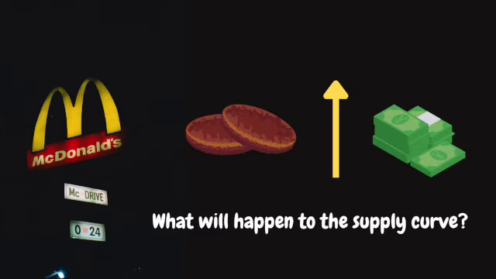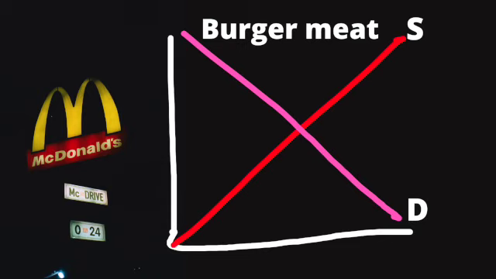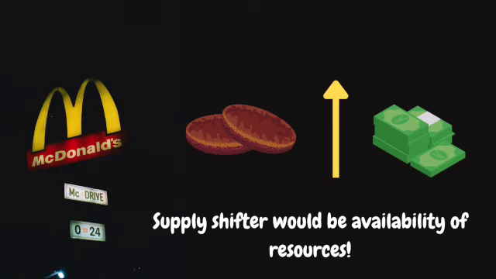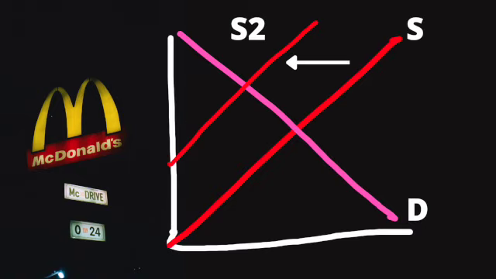So now let's say that we're looking at the market for hamburgers. Hamburger meat has now doubled in price. What will happen to the hamburger supply curve? First, we'll identify the shifter. The supply shifter would be availability of resources. The resource in this case is hamburger meat, because it's used to make hamburgers. Because of this, we know that the supply curve will shift to the left, because the supply will decrease.